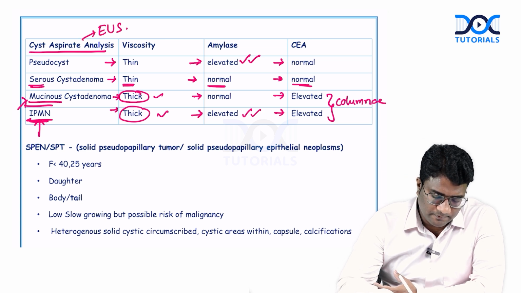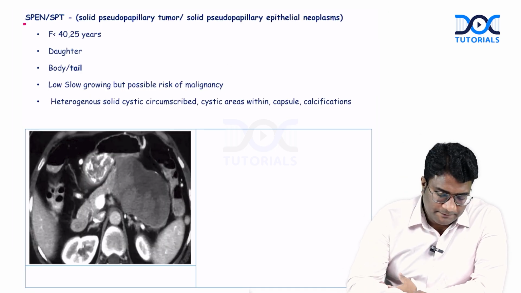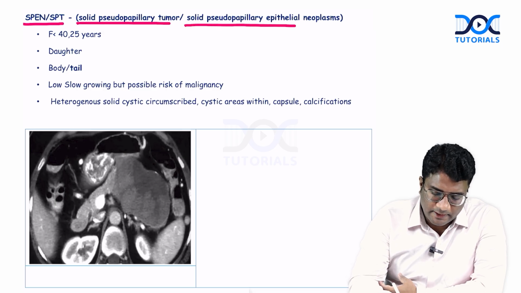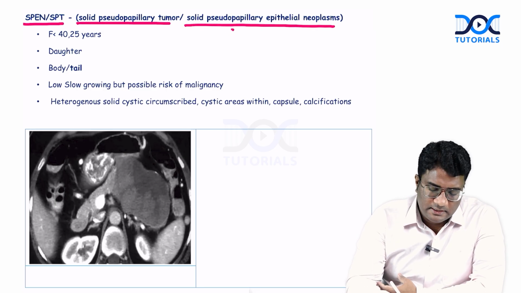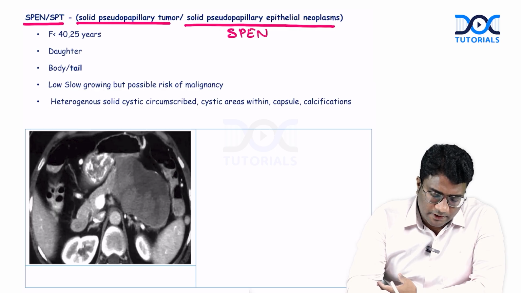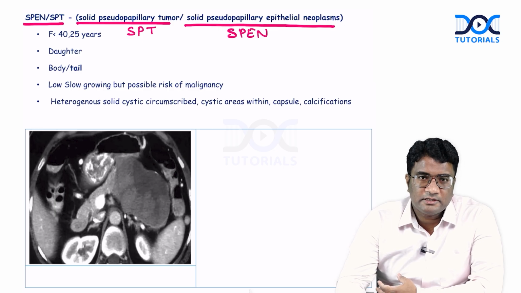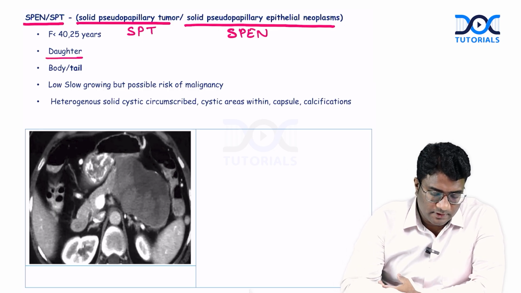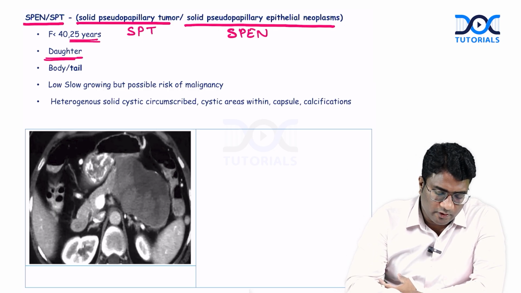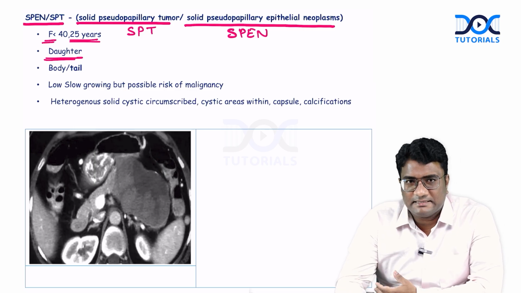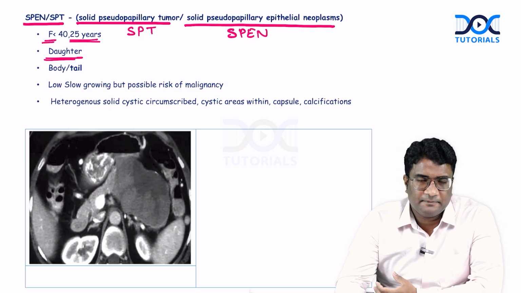Now, the last one is SPN, that is solid pseudopapillary tumor or solid pseudopapillary epithelial neoplasm. SPEN you can call it, or SPT, right? Solid pseudopapillary tumor or solid pseudopapillary epithelial neoplasm. And which age group did we learn this for? This was the daughter age group. That means a young female, around a 25-year-old female. So, females less than 40 years have this SPEN.